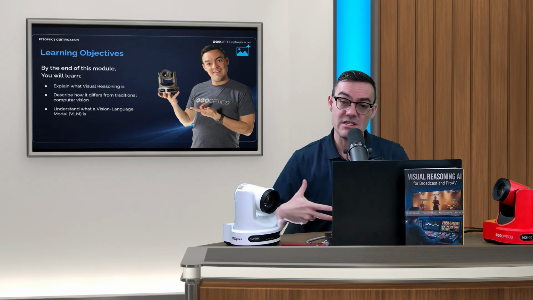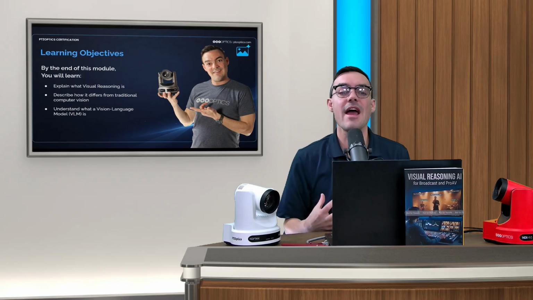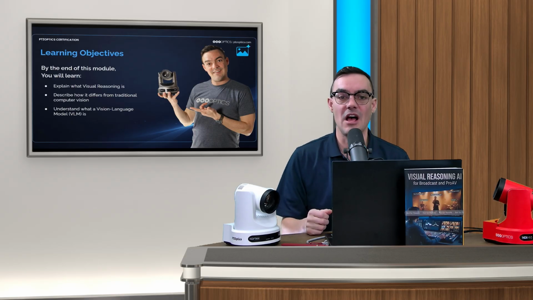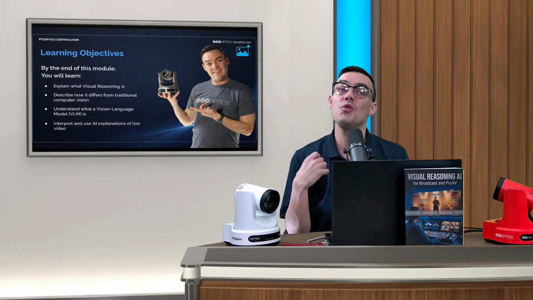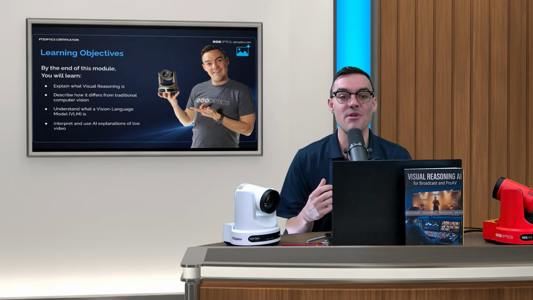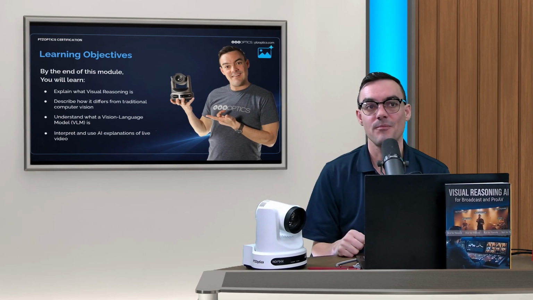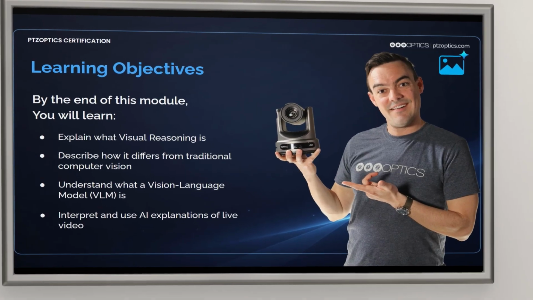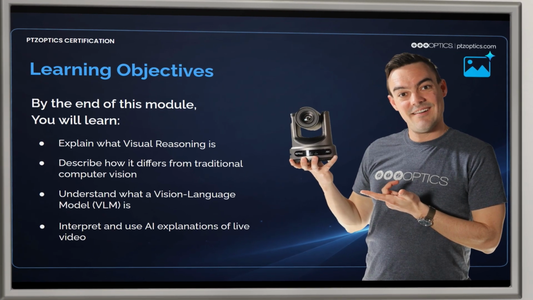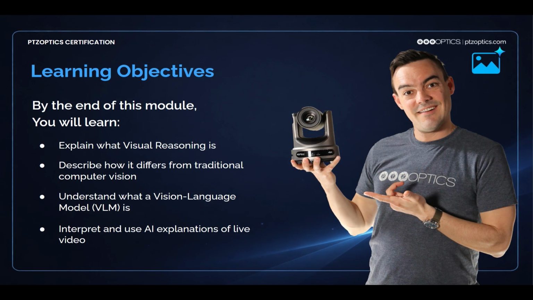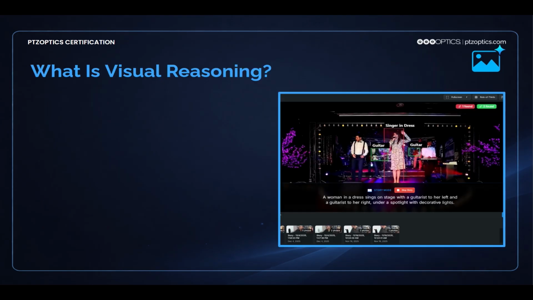In fact, ChatGPT and Claude and Gemini actually combine a lot of this technology in the background so that you can have vision capabilities inside some of these really popular flagship LLMs. We're going to be able to interpret and use AI explanations for live video, which is a foundation of building the automation. It's understanding how AI explains live video and how that process works.